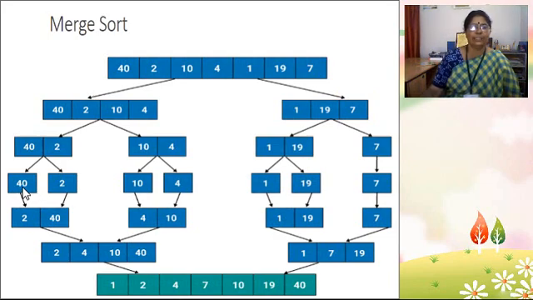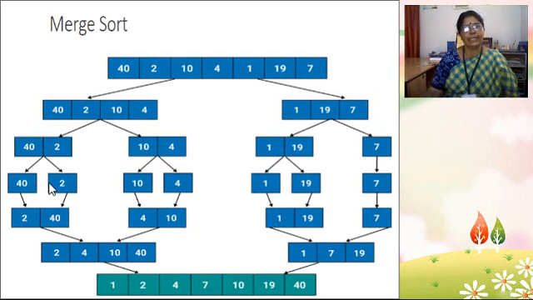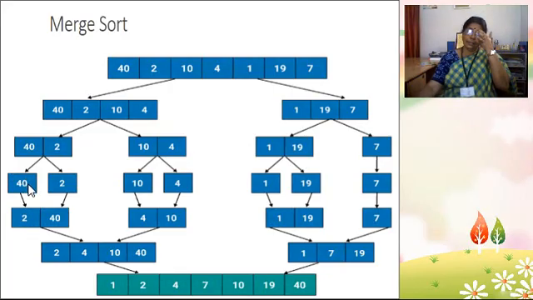Now in order to merge, we need to compare 40 and 2. So here you could see 40 is greater than 2. So the smallest element from the second subarray, 2, is copied to the resultant array. And then the 40 is brought as a second element. Now let us see the last process.